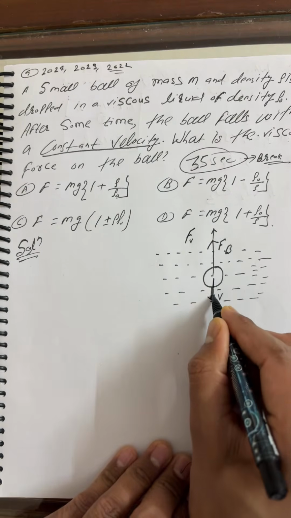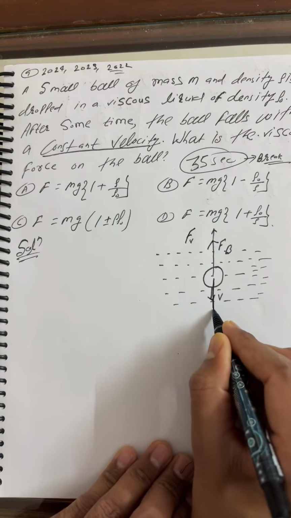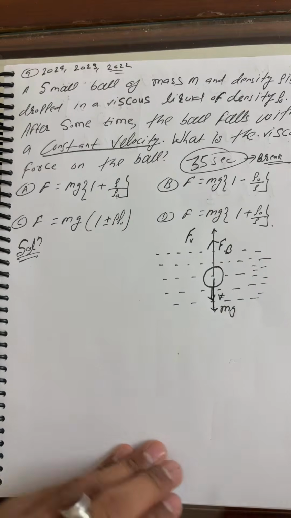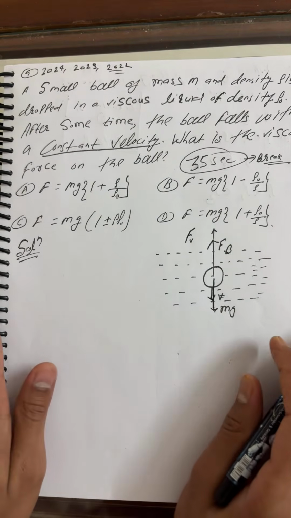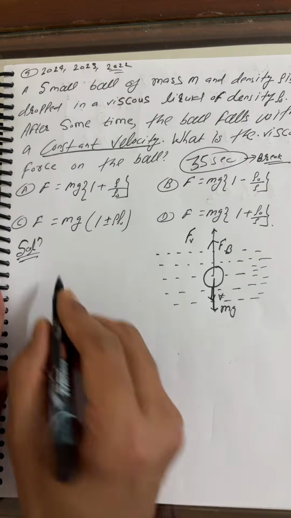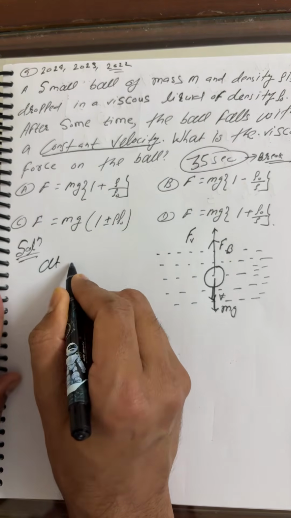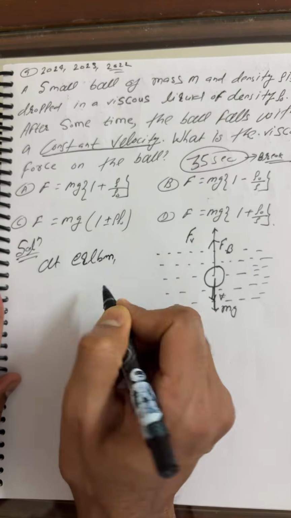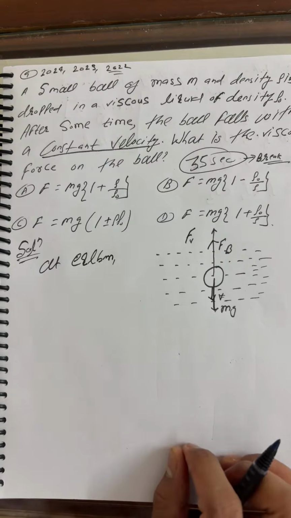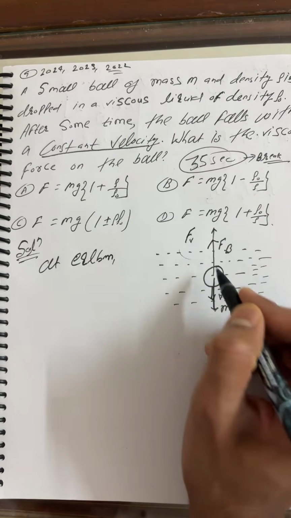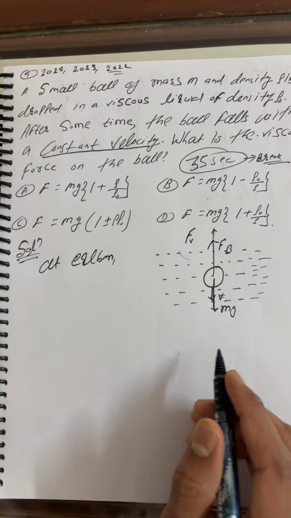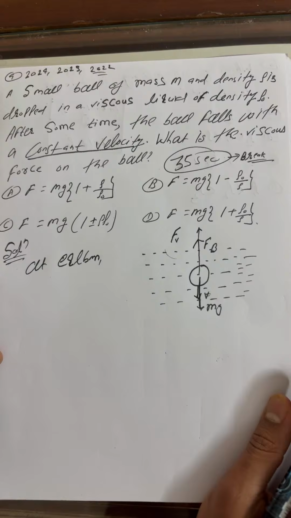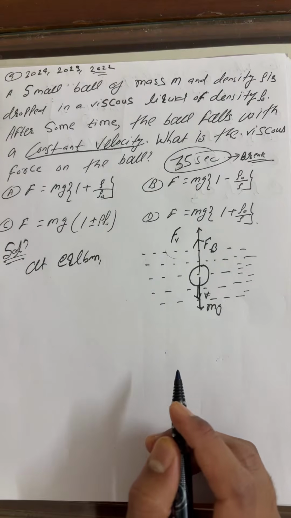Who is coming down? Who is the culprit acting in the downward direction? It is mg. Now, I can say the system is in equilibrium. At equilibrium, the total upward force is equal to the total downward force.